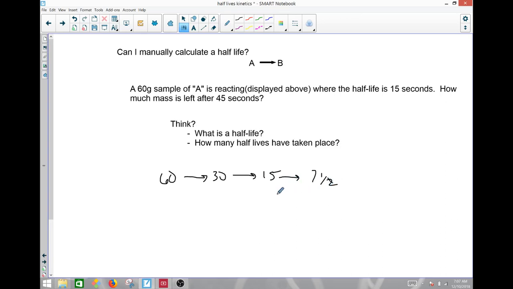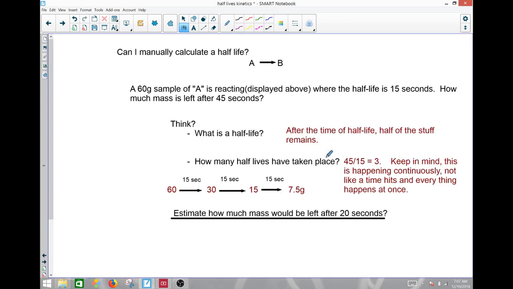Either way, this is going to be 15 seconds. This is now 30 seconds. This is now 45 seconds. So about 7.5 grams left. This is pretty commonplace and can shortcut a lot of problems to make them easier. And there we go.